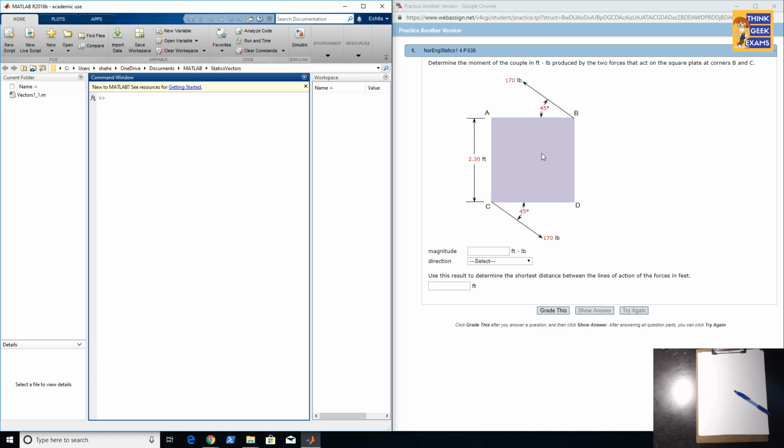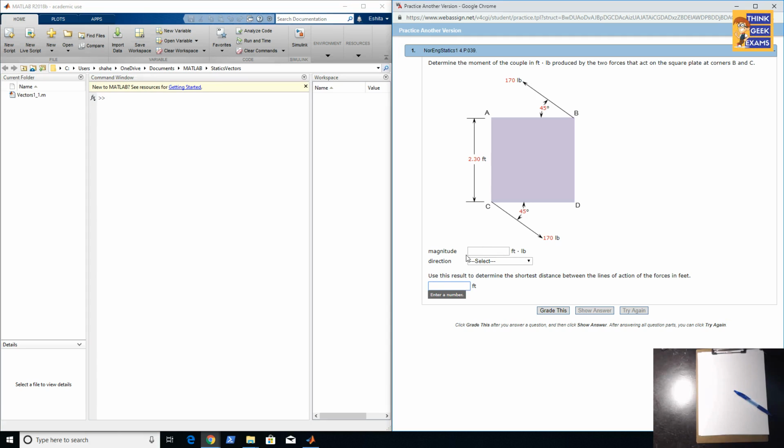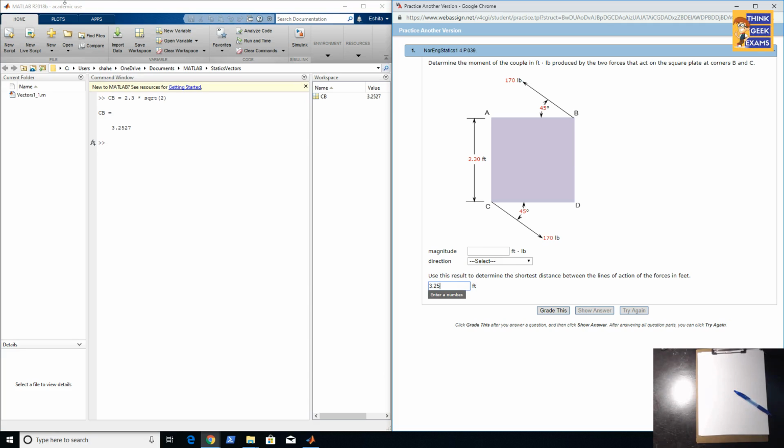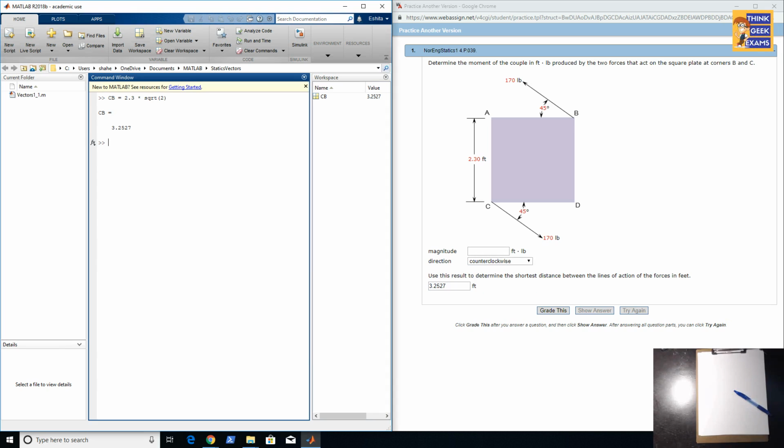So if we find the length of the diagonal CD, that should be the answer to this question over here, and it should be what we need to multiply to the force. So let's find the diagonal CD. CD equals 2.3 feet times square root of 2. So that is 3.2527, being accurate. And we can see that this is going in the counterclockwise direction, so we don't need to do anything fancy.